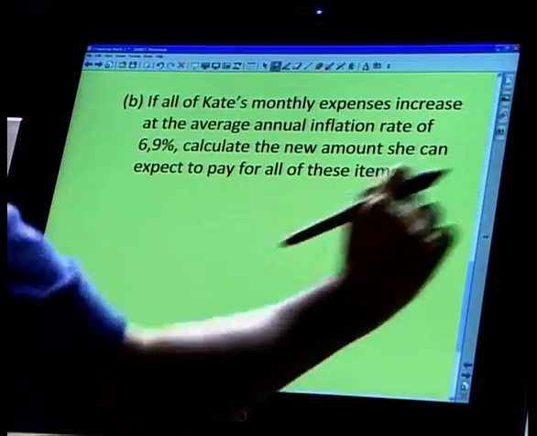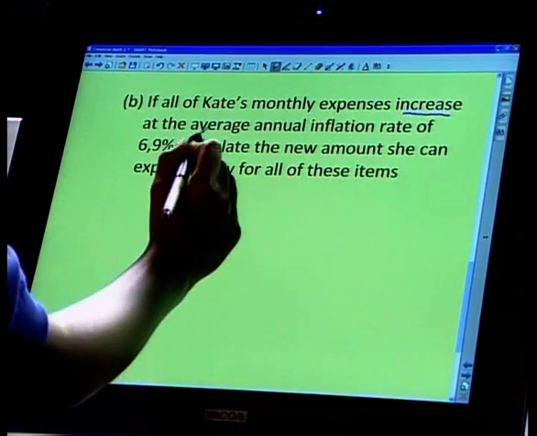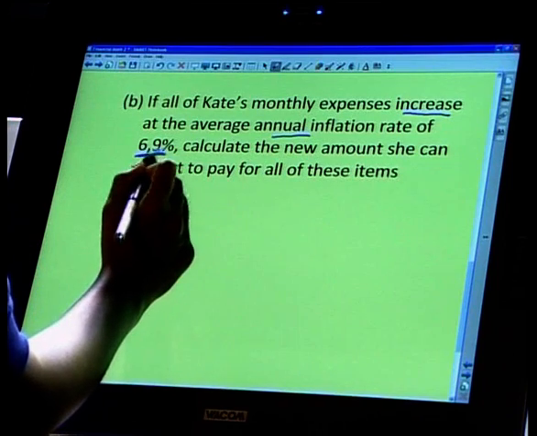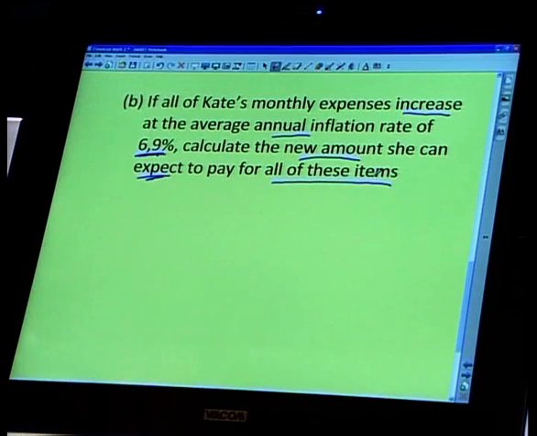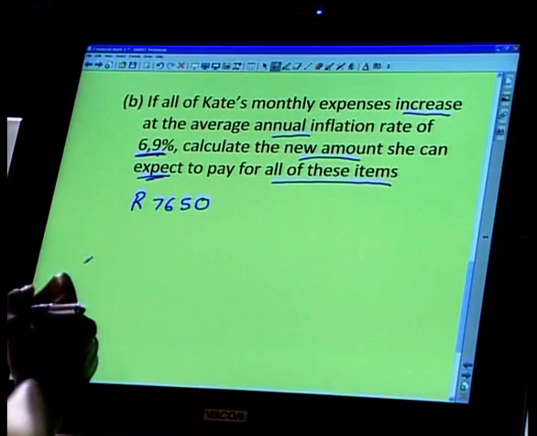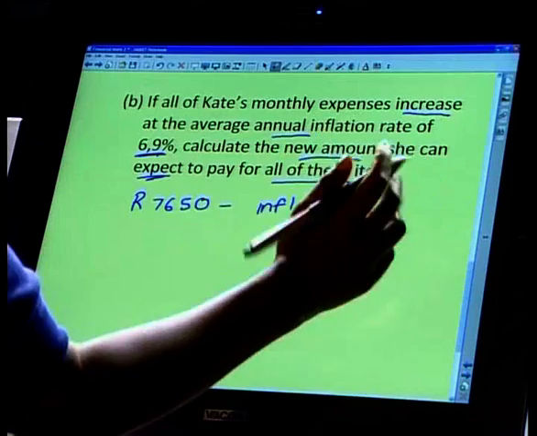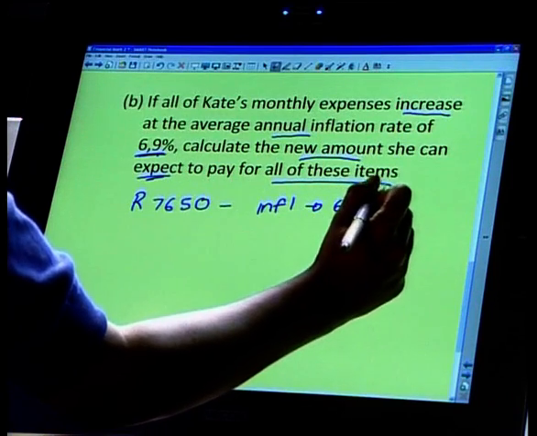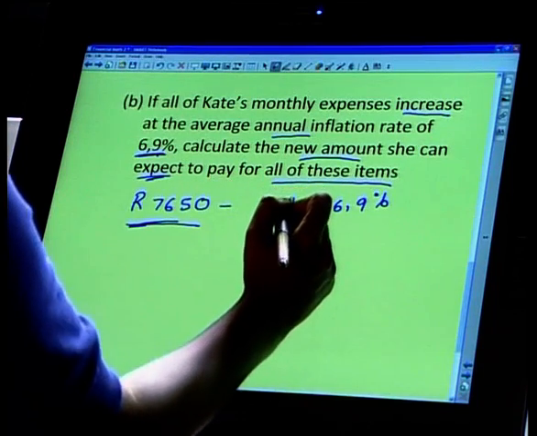Alright, now the next part says, if all of Kate's monthly expenses increase at the average annual inflation rate of 6.9%. So in other words, everything's now going to cost Kate 6.9% more than before. Calculate the new amount that she can expect to pay for all of these items. So we already know that right now she's paying 7,650 Rand. We want to know if inflation now works on this, and if all her expenses stay the same, then if inflation is 6.9% and she's still spending 7,650, what can she expect to pay for all of these items?